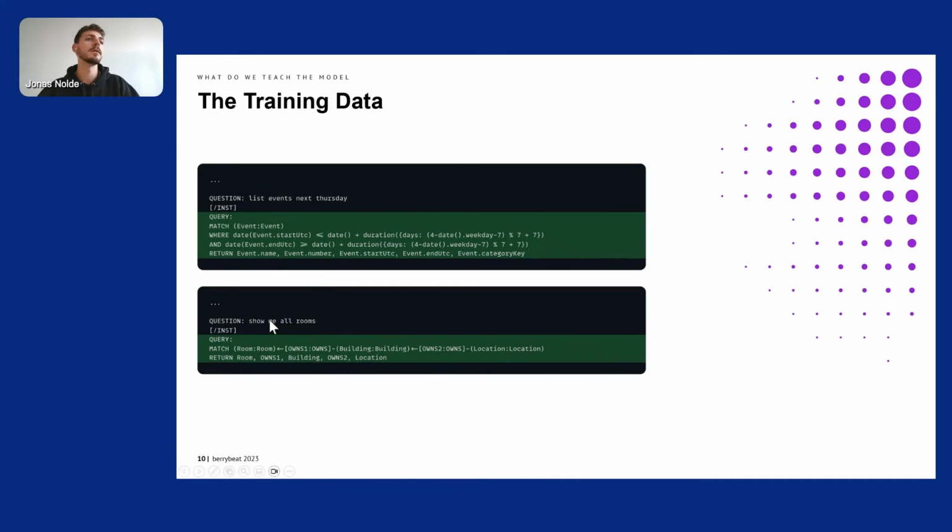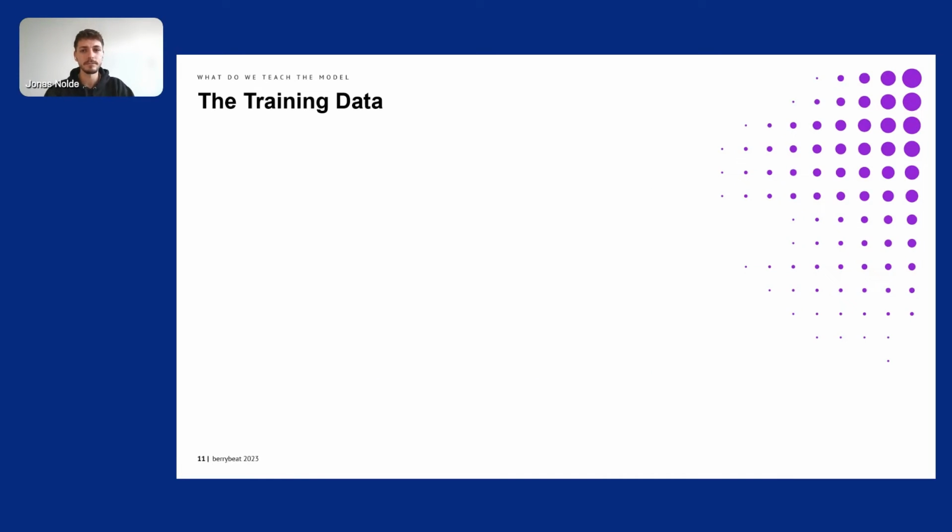The second example, show me all rooms, is very easy for the model to solve, but we wanted to not only show the rooms, but we wanted to show a nice graph with the buildings and locations. So we have a nice hierarchical layout for the graph. So besides the choice of your base model, the training data set is the biggest lever to achieve good performance, but it also requires the most work.